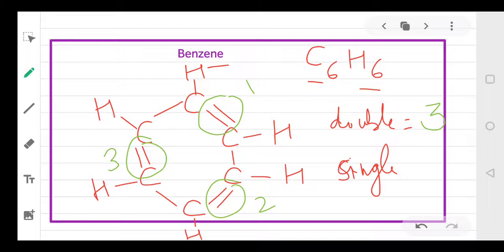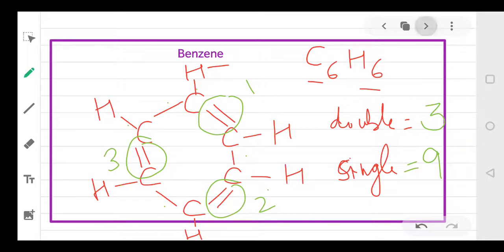And how many single bonds now? This is 1, 2, 3, 4, 5, 6, 7, 8, 9. So there are 9 single bonds. So once you draw the structure, you can easily count the number of bonds present in the compound. So there are 3 double bonds and 9 single bonds. So in total there are 12 bonds present here. ठीक है, यहाँ पर आपके स्ट्रक्चर में 12 bonds present हैं, 3 double bond हैं और 9 single bond हैं. Clear everyone?